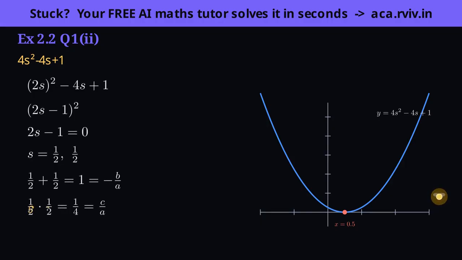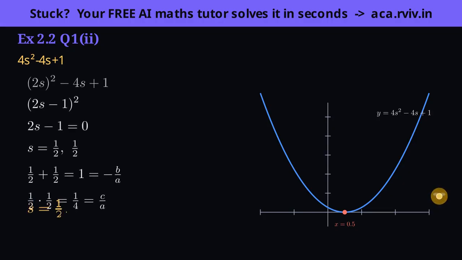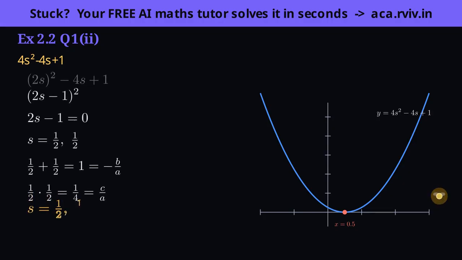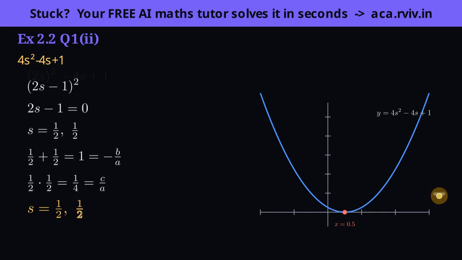Takeaway: a perfect square gives one zero counted twice, a repeated root. The trap is writing it once. You must use both copies, which is why the sum comes out to 1, not 1/2.